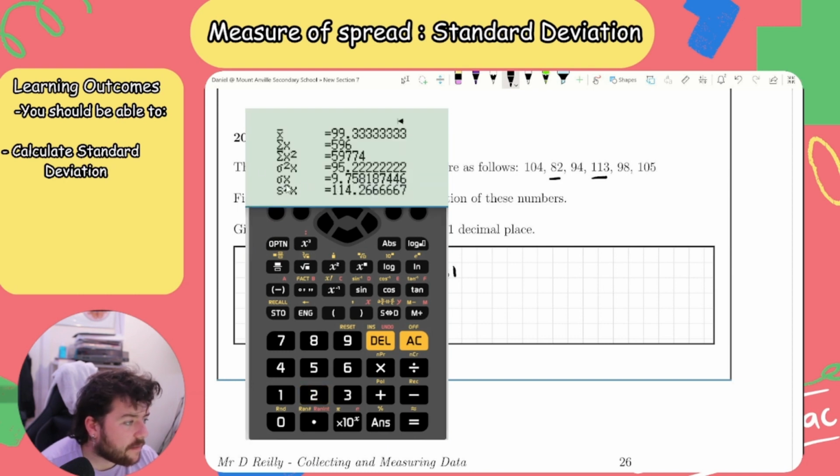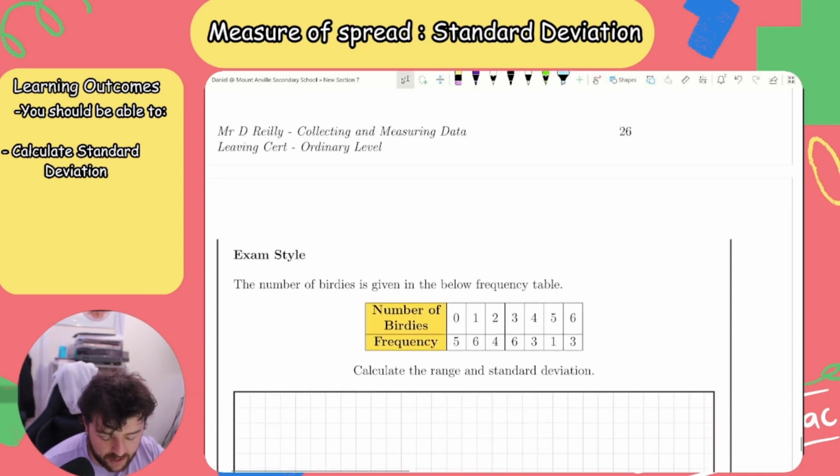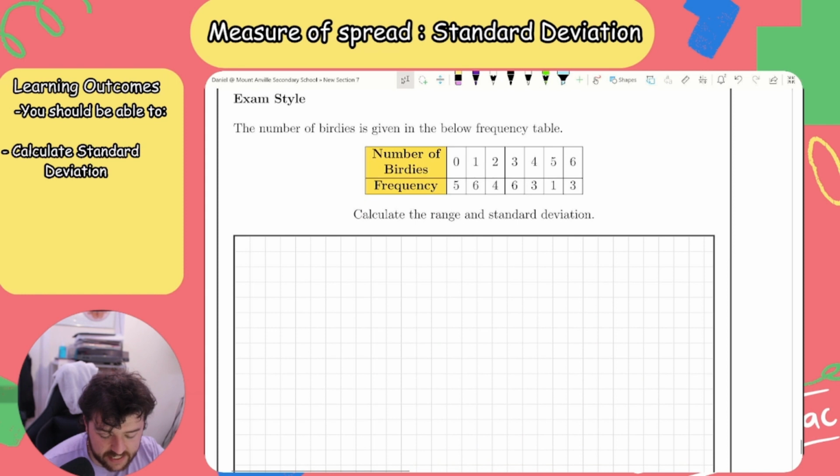So here my standard deviation is 9.75, but it says to round to one decimal place. So my standard deviation is 9.8. Right, 9.8. And that is my standard deviation there. Right, that was an exam paper. That's easy peasy lemon squeezy. Right, the last one is an exam style one.